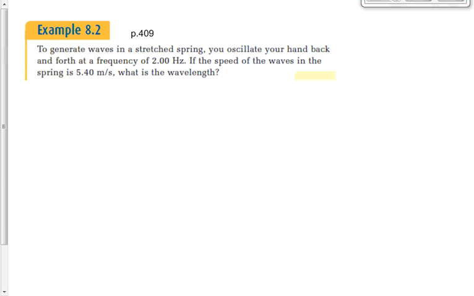Let's take a look at an example here. Pretty straightforward one, I think. Page 409, example 8.2.